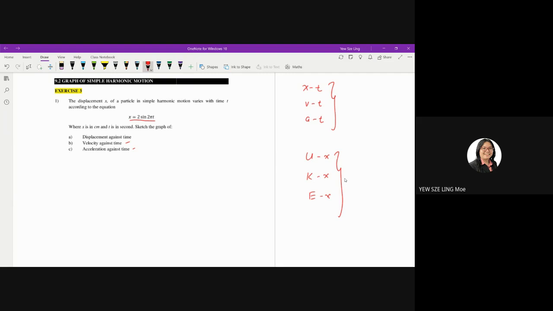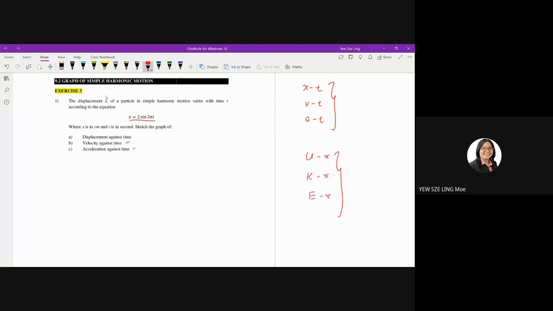Previously there was one more type of graph which is no longer in your syllabus. I think it is the Ut graph, Kt graph, and Et graph. Today we're just going to focus on these six types of graph. We are not going to look at the energy against time graph, because I think that one is no longer in your syllabus. If you find that in your revision books, you can just skip it.